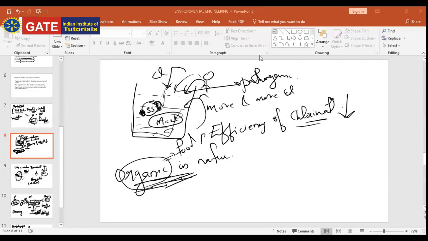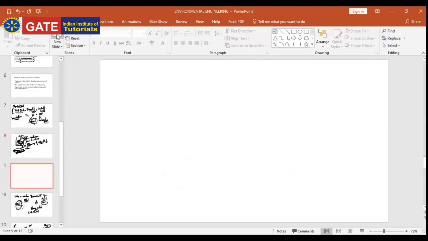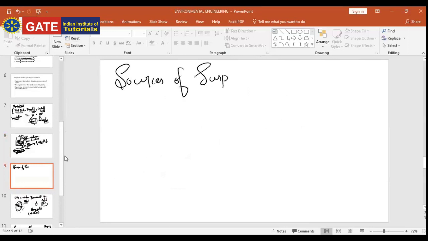Now, after this, we'll be discussing what the different sources of suspended solids are. So how are suspended solids coming into water, or what are the different sources of suspended solids? We are going to discuss that. We can give the heading as sources of suspended solids.